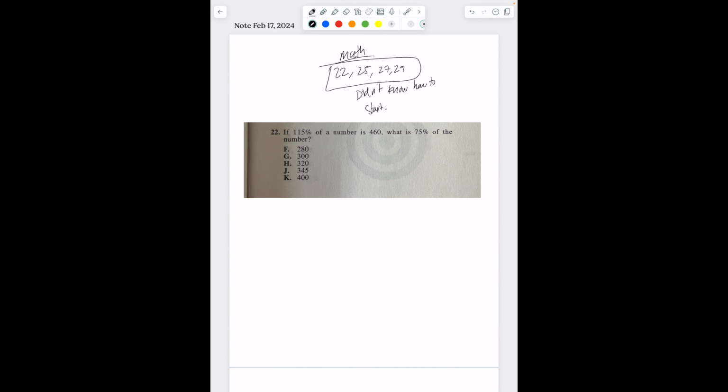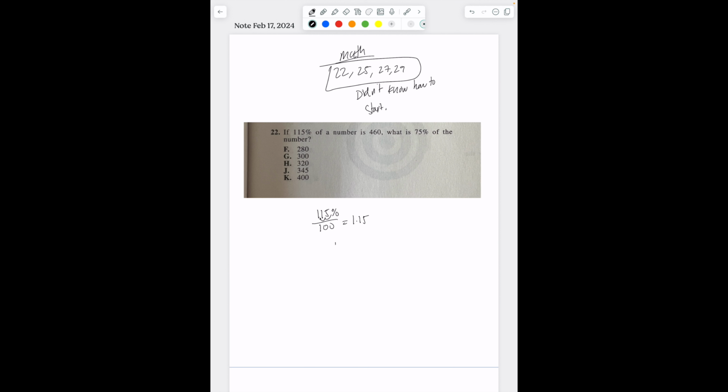Okay, so if 115% of a number is 460, what is 75% of the number? So we have 115%. We need to get that into decimal form. So let's divide it by 100. So that brings the decimal point two places. So 1, 2, which equals 1.15.